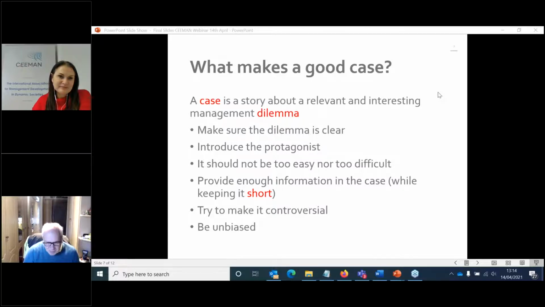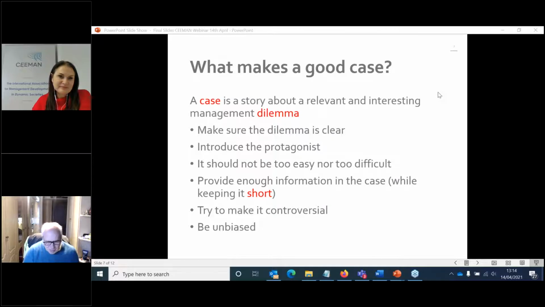Be unbiased. So ideally, you should be like the traditional BBC reporter. You should present both sides of a story. You should not take sides. That is sometimes quite difficult if you are close to the case, but basically look at yourself as a BBC reporter reporting on an issue.